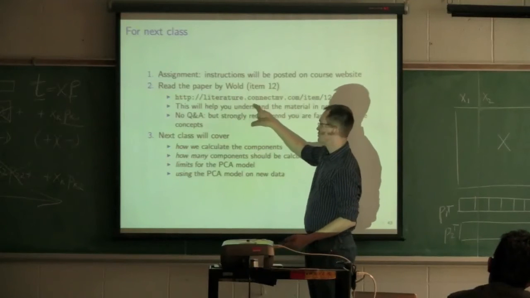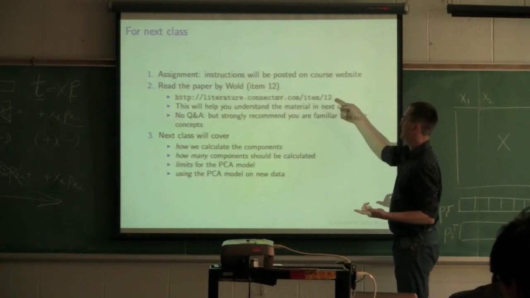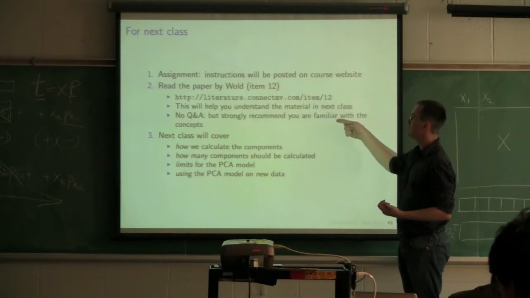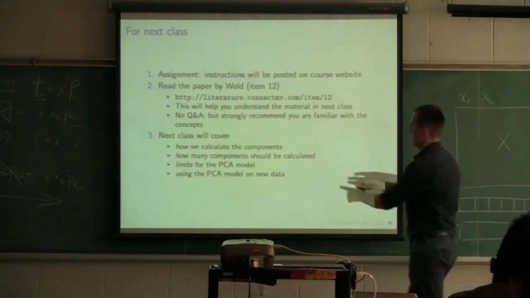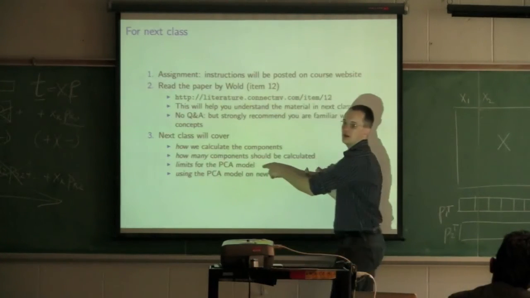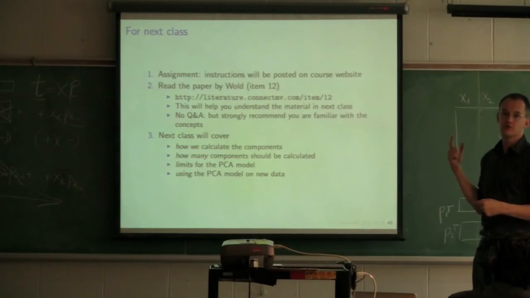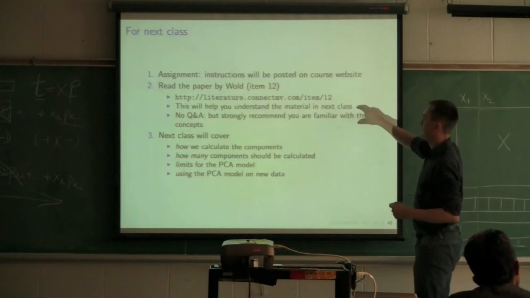What I would like you to do this week is, if you haven't already, read the paper by Svante Wold, which is paper 13, and also read paper 12 on the site. That talks about cross-validation. Cross-validation is a tool that we're going to use to answer the question: how many components should we calculate? And it's related to the Q-squared number you've been seeing in the software, but we haven't spoken about yet. So that paper will help you for next class.